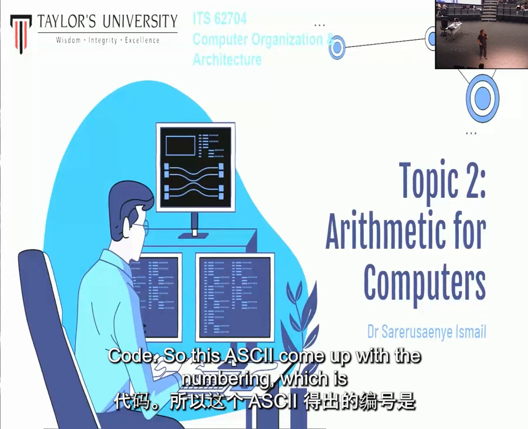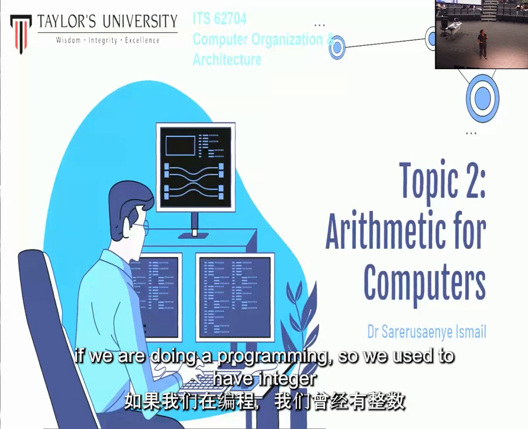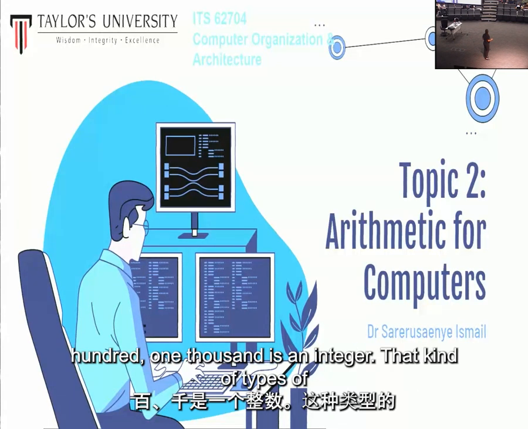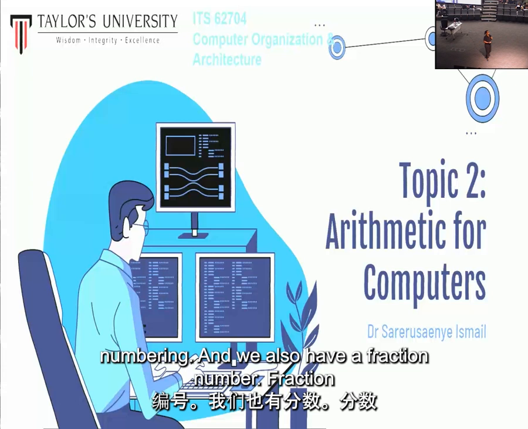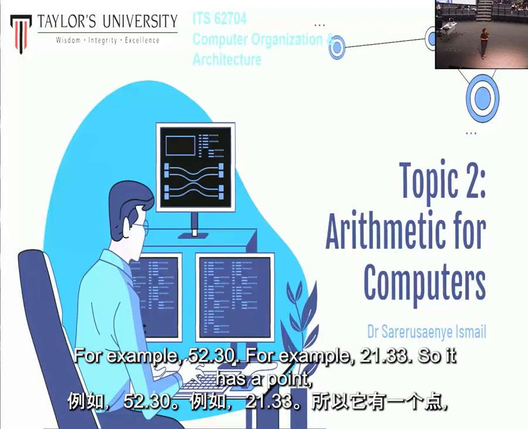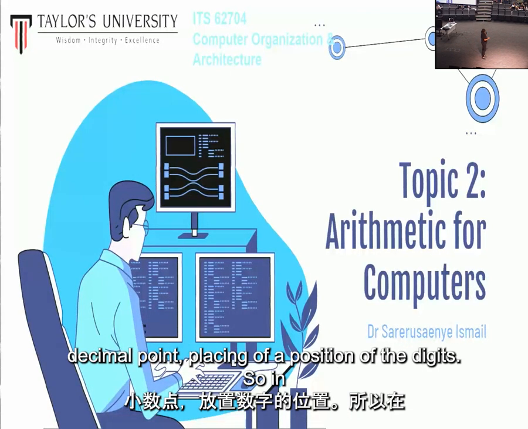This ASCII comes with the numbering, which is, if we are doing programming, we are used to having integers as numbers. 1, 2, 3, 4, 100, 400, 1000 are integers. That kind of numbering. And we also have fraction numbers, which have a decimal point. For example, 52.30, for example, 21.33. So it has a decimal point, placing the positions of the digits.